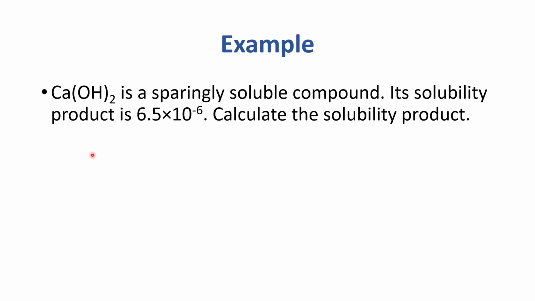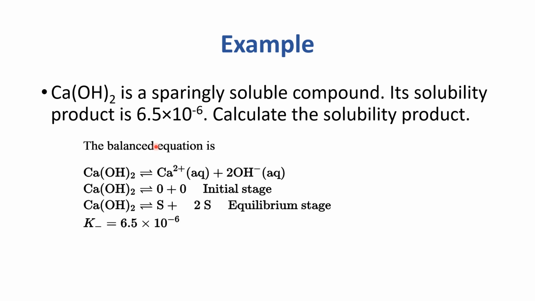Another example is calcium hydroxide, a sparingly soluble compound. Its solubility product is 6.5 into 10 raised to power minus 6. We have to calculate the solubility. Balanced chemical equation: calcium जब ionize होता है तो ये calcium 2 positive produce करेगा और 2 OH negative. Initial stage पे हमारे पास 0 concentrations थी, but afterwards it becomes S. क्योंकि यहाँ पे 2 है तो ये 2S हो जाएगा.